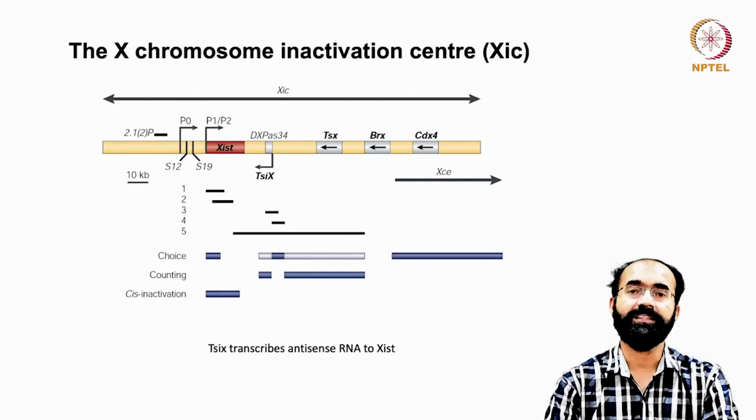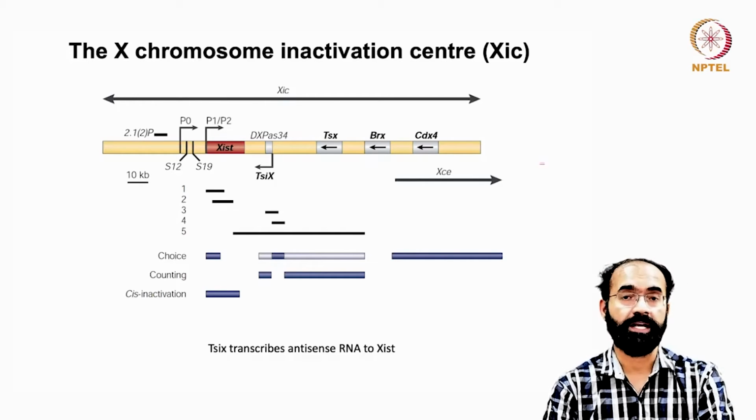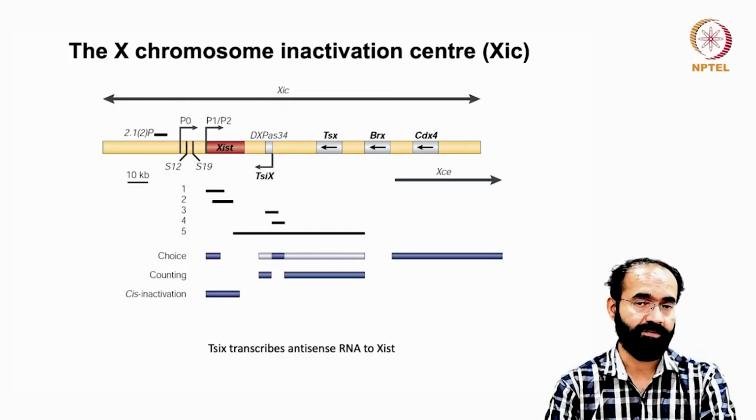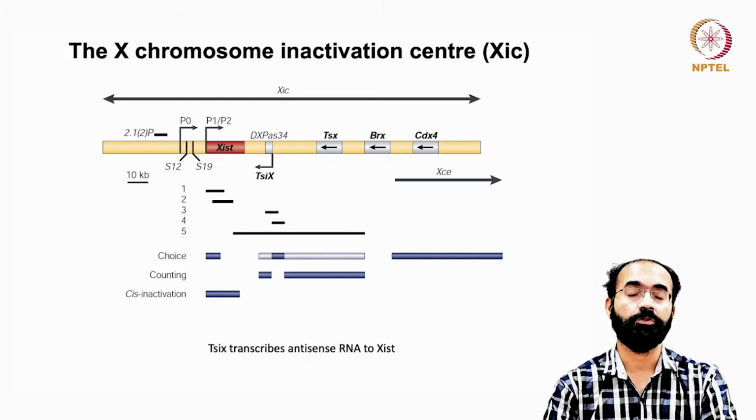So these boxes indicate which genes are contributing to what purpose or what process. So 3 main things have to be taken care of. One is choice, which X chromosome should be made inactive, and then counting, how many X chromosomes are there in a given cell, and follow up with the cis inactivation. That means the chromosome that expresses Xist should be made inactive, and the chromosome that expresses Tsix should be maintained active.